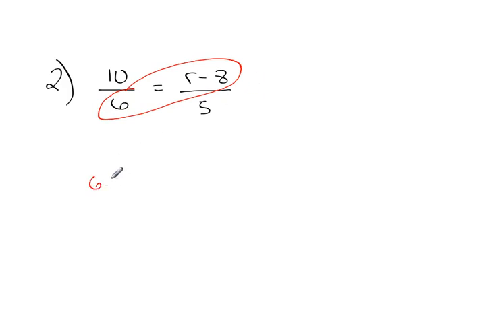So I'm going to write that 6. Make sure you put the r minus 8 in parentheses. Very important. If you want to put the parentheses in there right now, that'd be great. Equals, and then I'm going to cross multiply here, and I'm going to do 10 times 5, and I'm going to get 50.